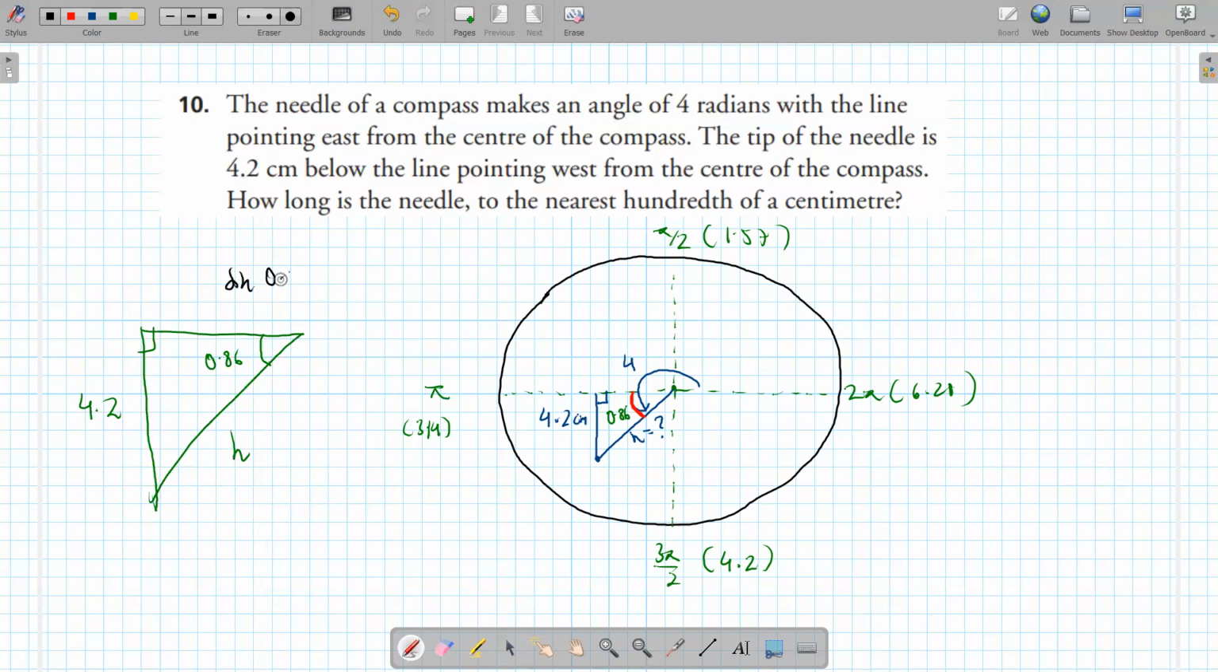So sine of 0.86 is equal to 4.2, the opposite, divided by the hypotenuse, like that. How can we solve this for h? You multiply by h. So h is going to be 4.2 divided by sine of 0.86. And that's it. 4.2 divided by sine of 0.86, and that'll be 5.54 centimeters. And you are done.